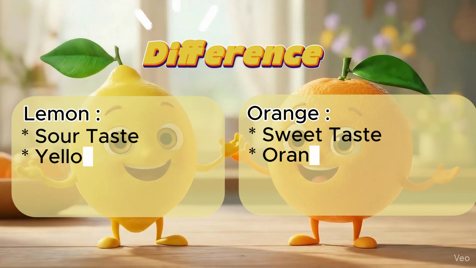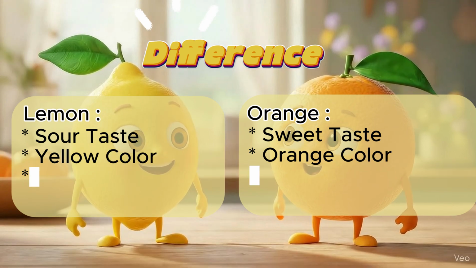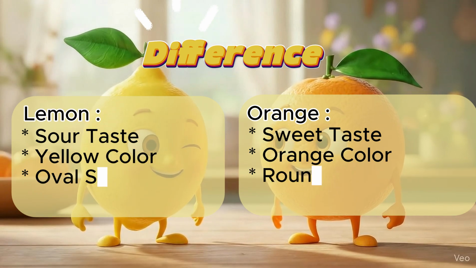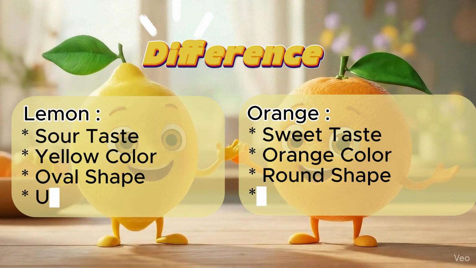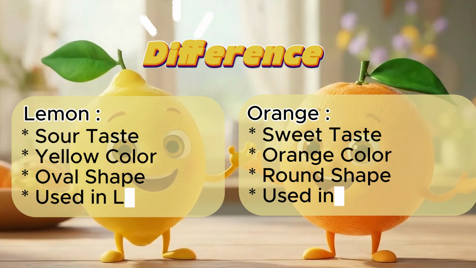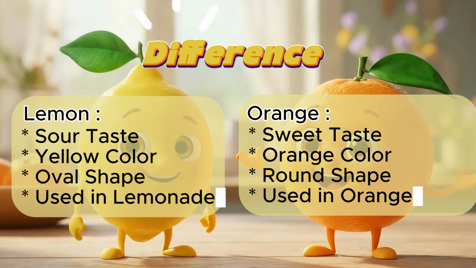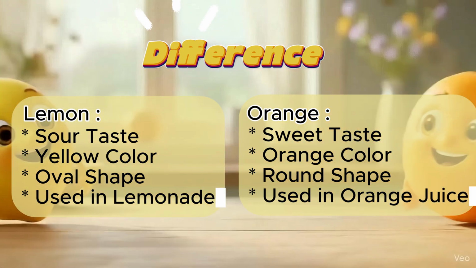Lemon is yellow in color. Orange is orange in color. Lemon is oval shaped. Orange is round shaped. Lemon is used in lemonade. Orange is used in orange juice.